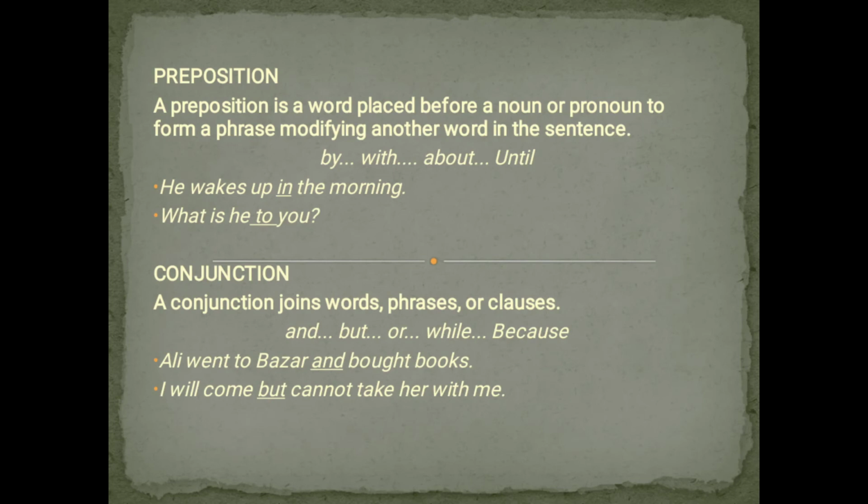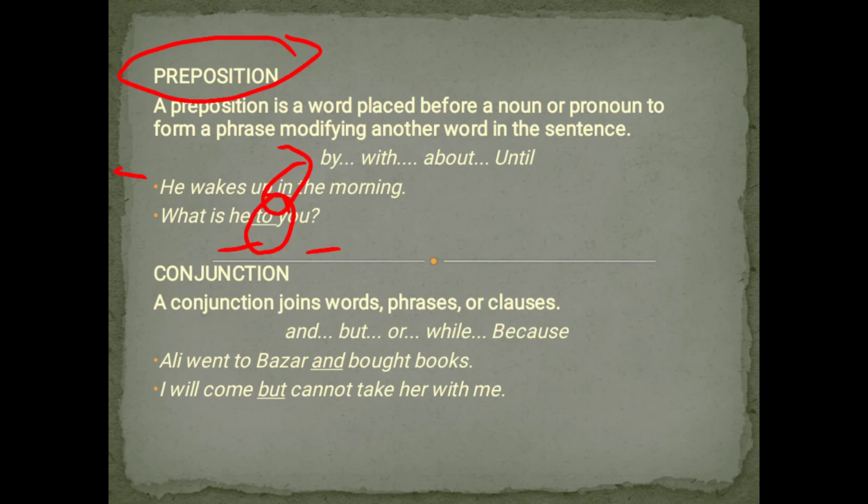Okay, fine. A preposition. The word preposition is a word placed before a noun or pronoun to form a phrase modifying another word in the sentence. For example, by, up, with, about, to, until. These are called prepositions. In the sentence, he wakes up in the morning, the word in is a preposition. What is he to you? It shows the relation between two persons, he and you, the third person and the second person. The word to is a preposition.